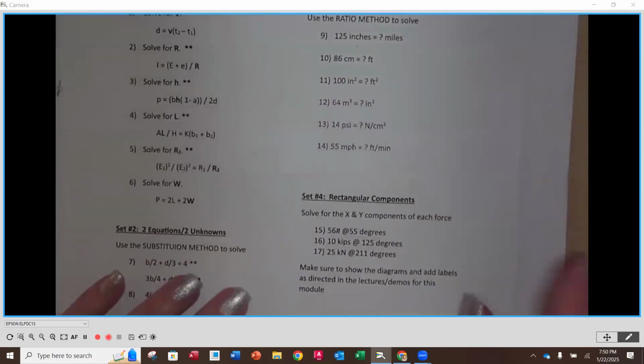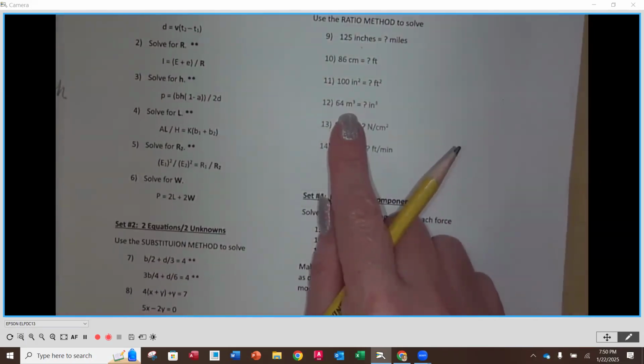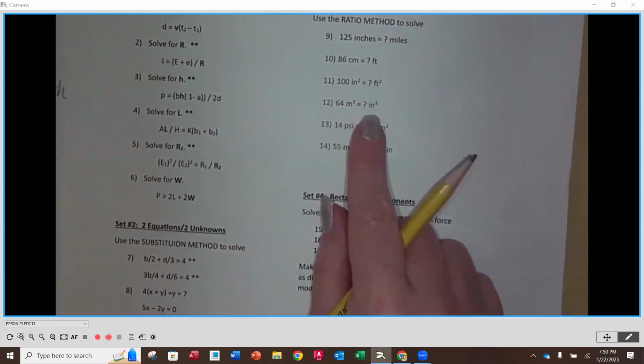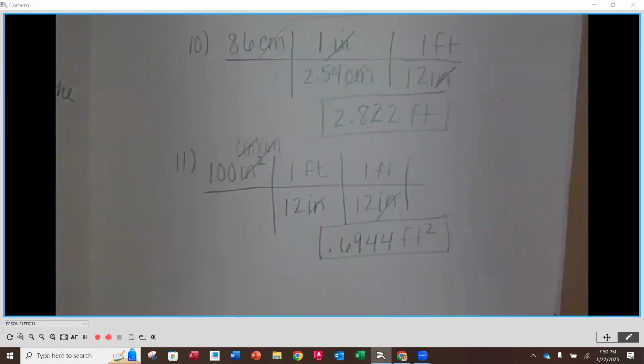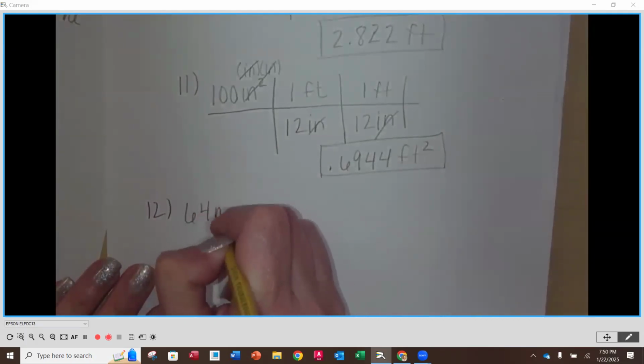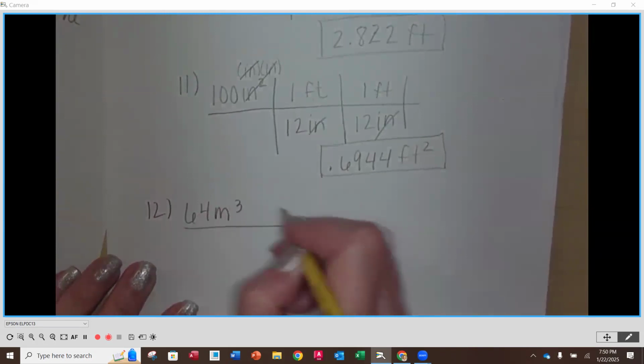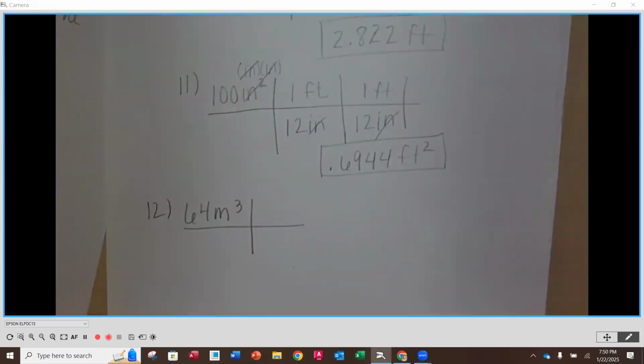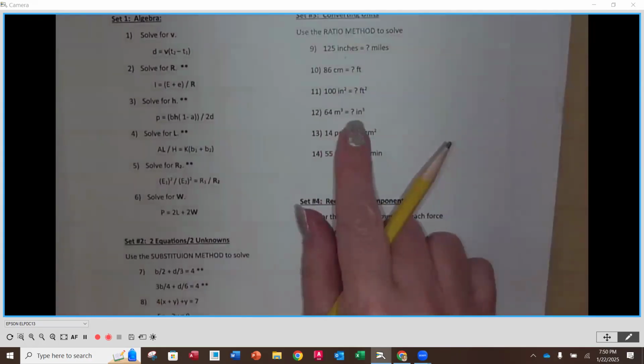The next one that we're going to do, number 12, this is 64 cubic meters to how many cubic inches? Okay, so this is cubed this time. So for number 12, 64 meters cubed. Now, because it's cubed, just like we did for the square, we're going to have to do it 3 times to clear that cube. Now, do we know how many inches are in a meter?